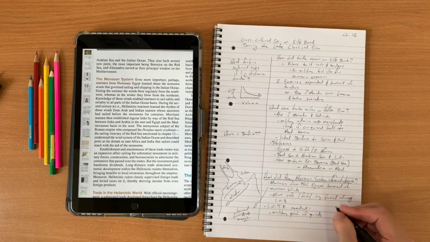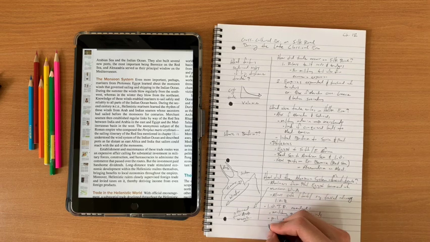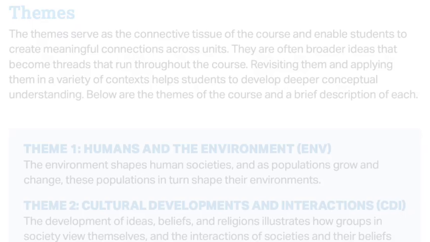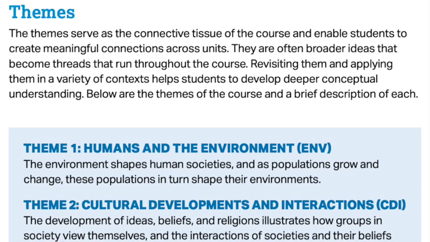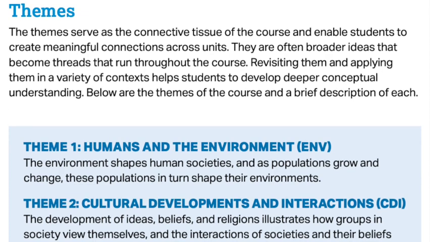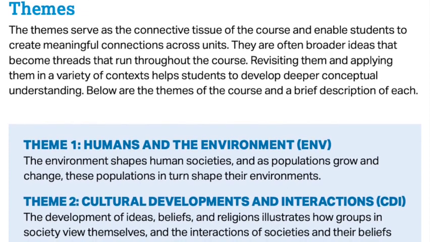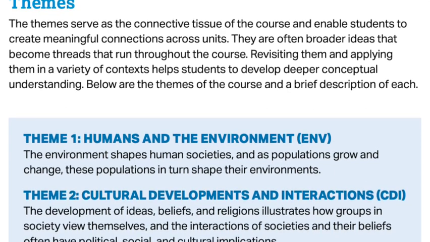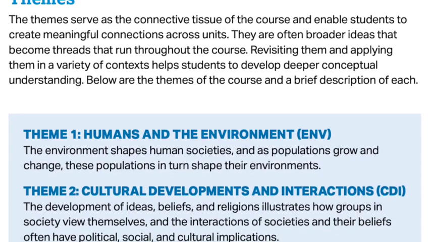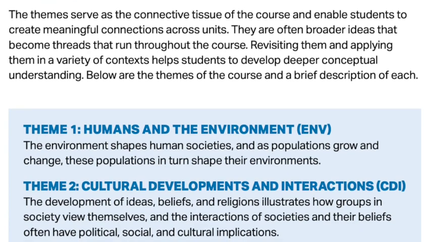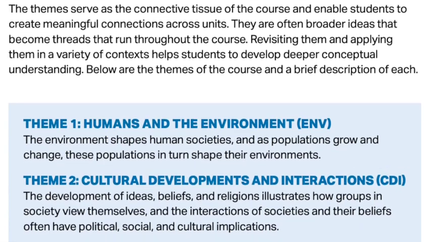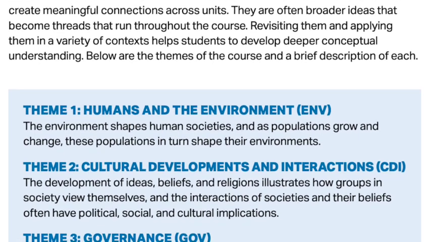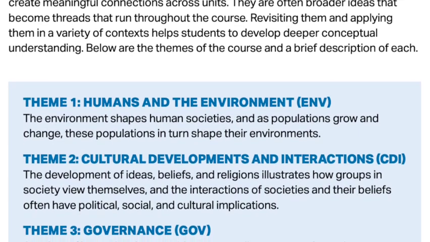So now let's talk about where the colors come in. The colors are representative of the 6 themes that we see in the AP History class. These themes are basically big ideas that we see again and again throughout the course. So you see here, theme 1 is humans and the environment. Basically, how do humans interact with their surroundings?